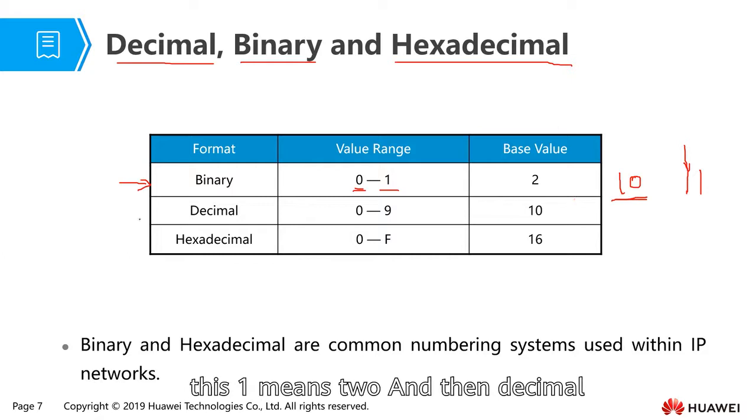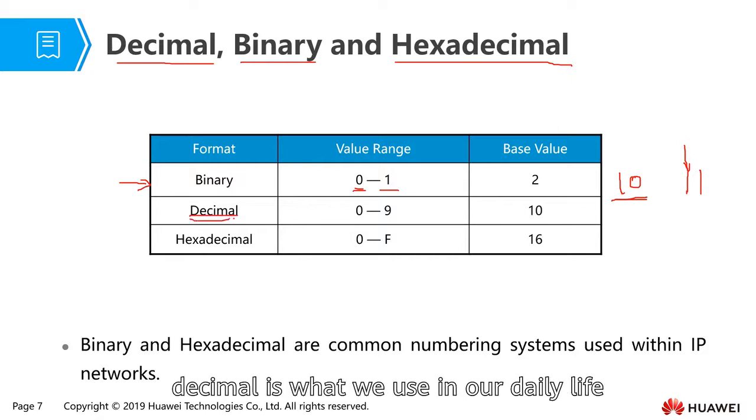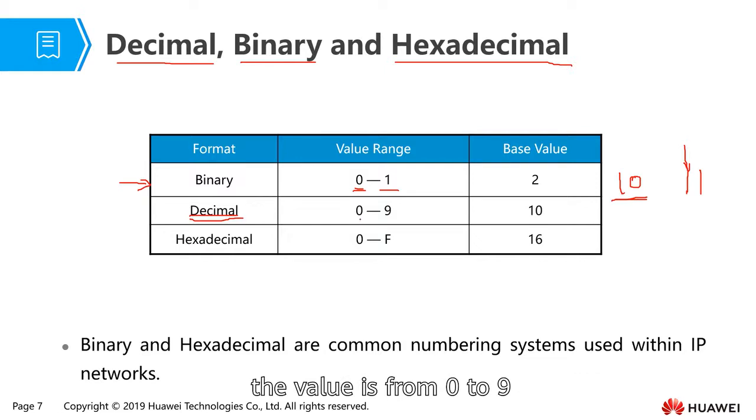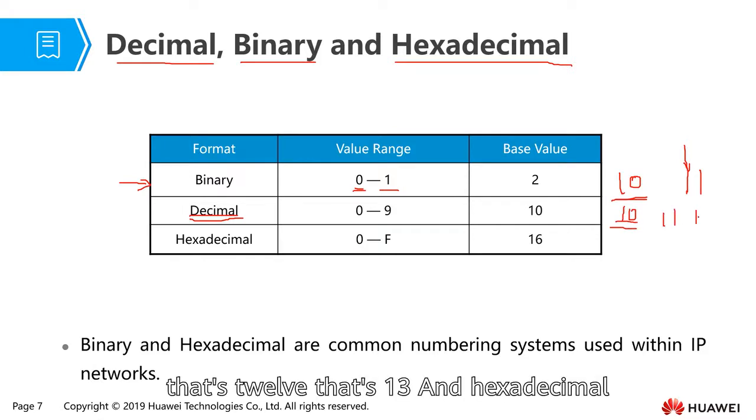And then the decimal, which we use daily. The values are from 0 to 9, and then if it's 10, you write it as 1 0. This is 10, and 11, that's 12, that's 13.